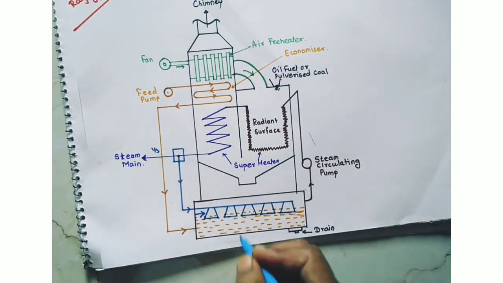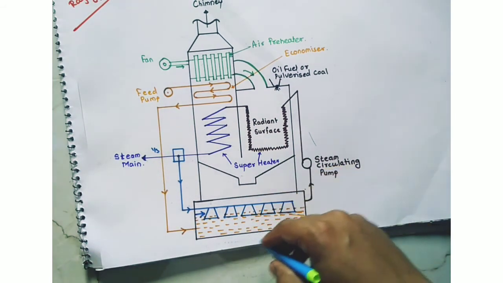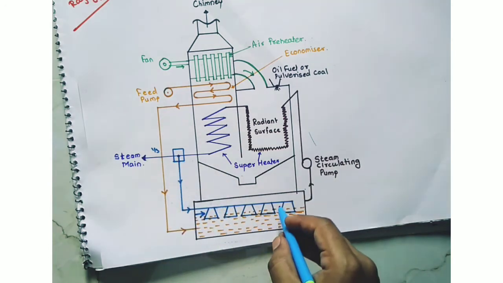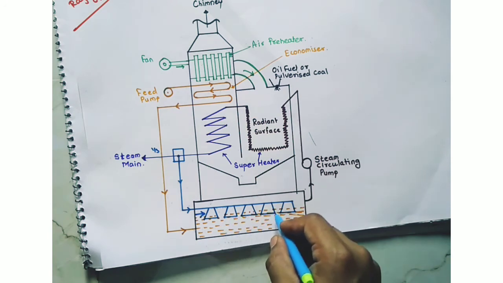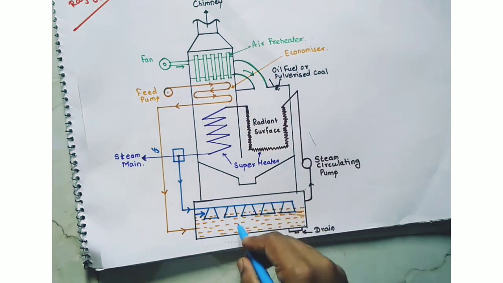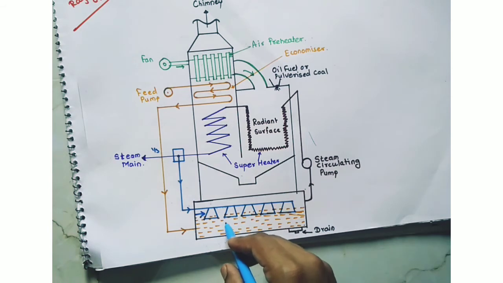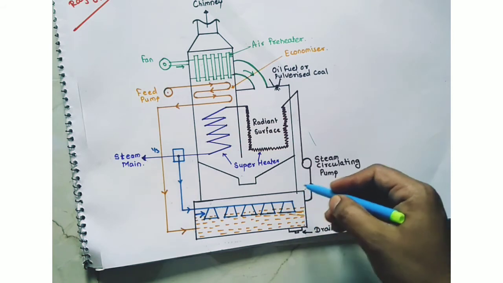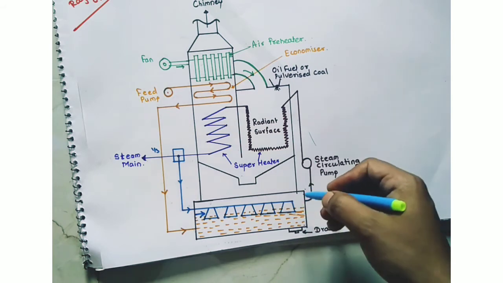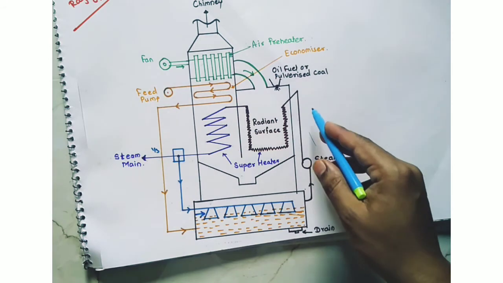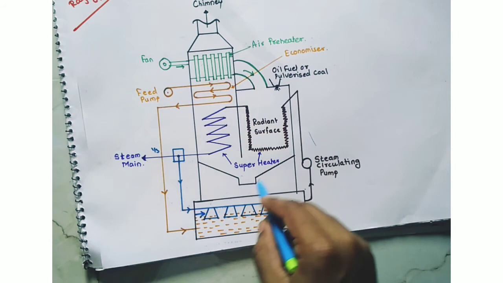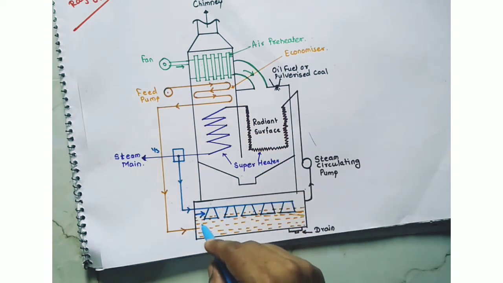These are the nozzles, so that the total superheated steam coming from the main steam is distributed totally into the evaporating drum. Therefore, the preheated water coming from the economizer gets converted into steam, and that steam is then circulated to the superheaters. So in this boiler, the steam is generated in this evaporating drum.